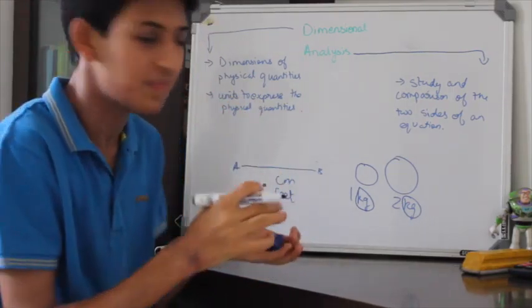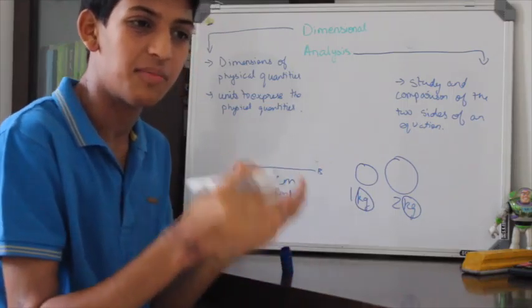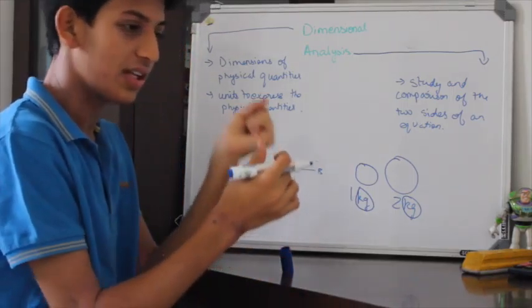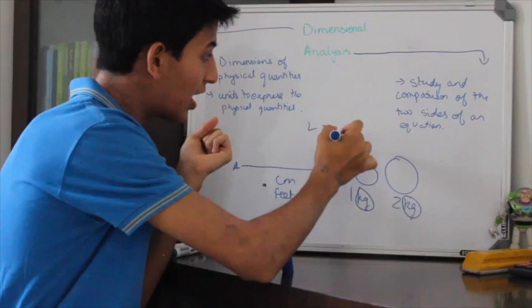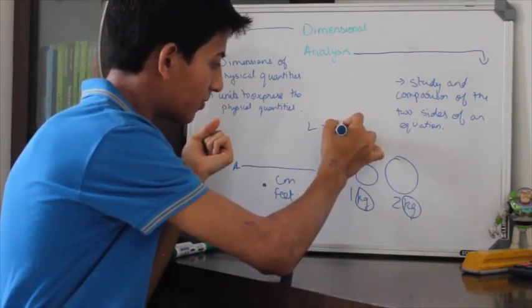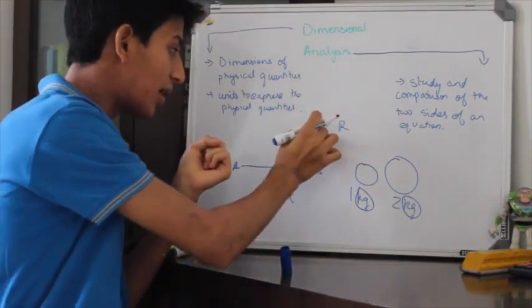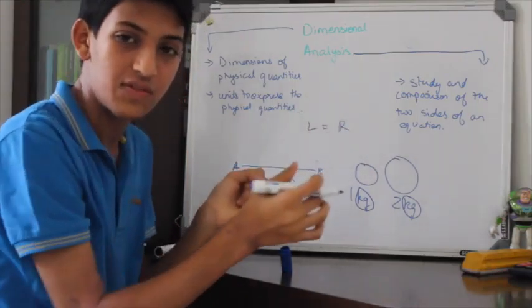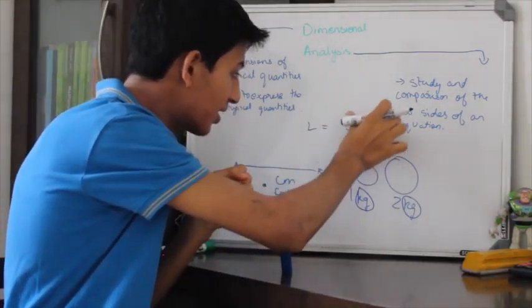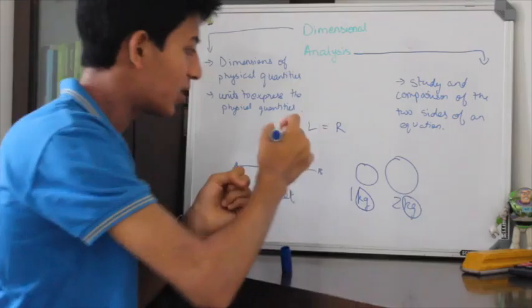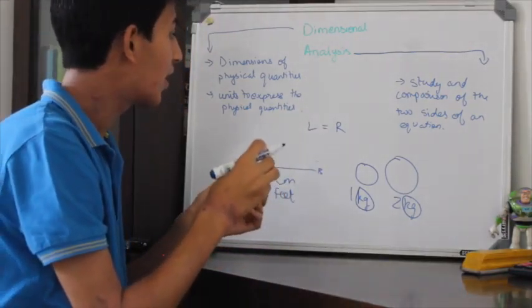dimensional analysis. It's actually nothing but the comparison of the dimensions on the left hand side of the equation and the right hand side of the equation. And if the two dimensions are the same on both sides of the equation, then it is a feasible equation.